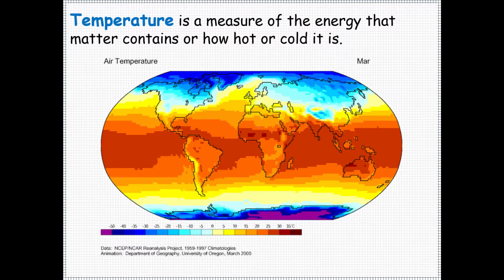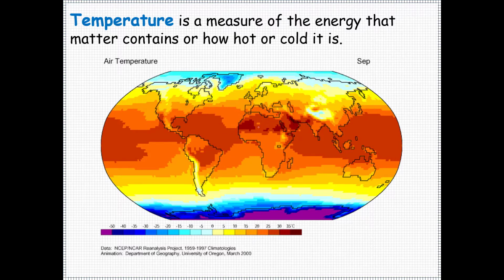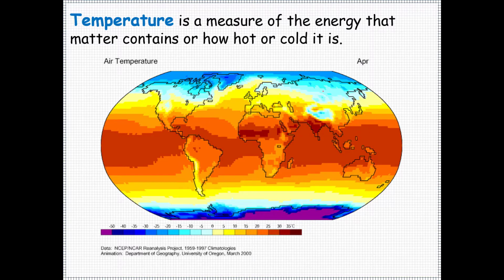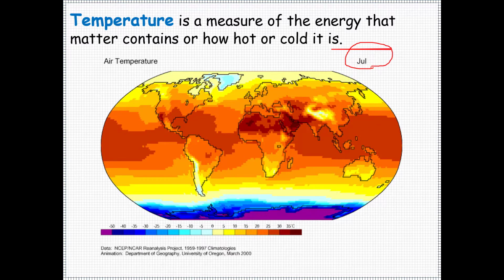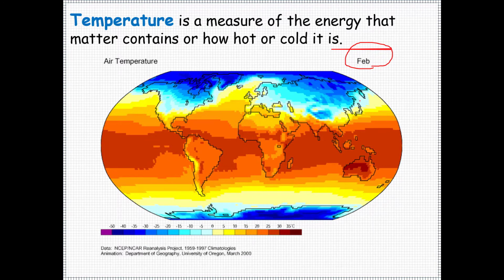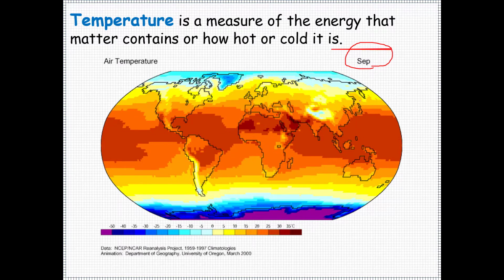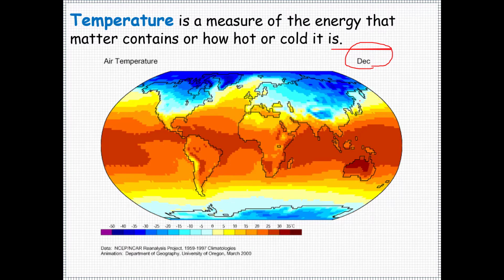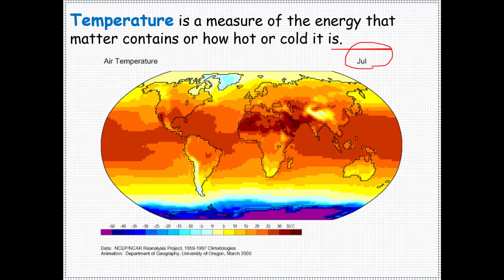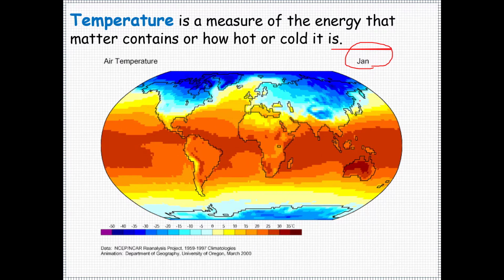Okay, so the next one, temperature is a measure of the energy that matter contains, or how hot or cold it is. Look at this, see then. Look at the month. See then why the temperature changes: because the position of the earth from the sun changes. The earth orbits around the sun, right? So it means that we receive the sunlight at a different position. If the earth is far away from the sun, the earth will go to winter like that.